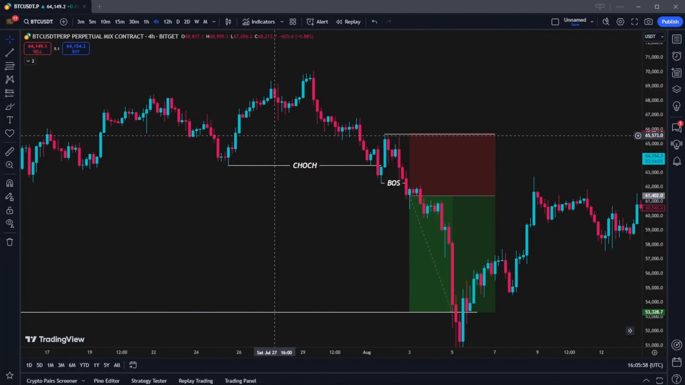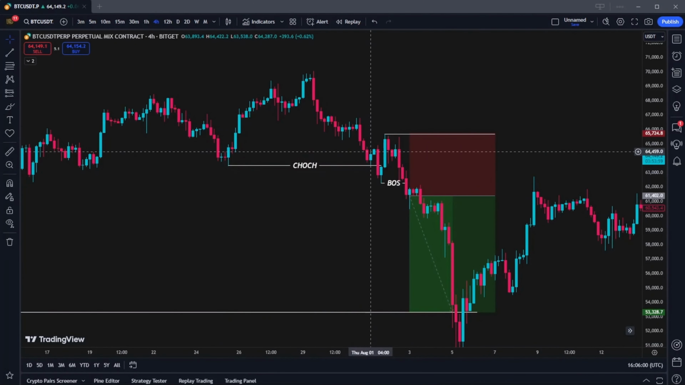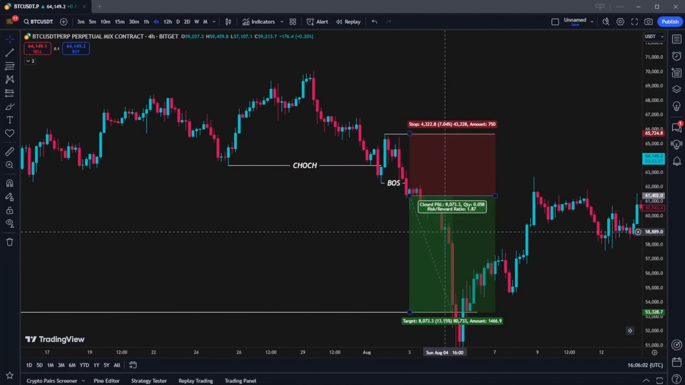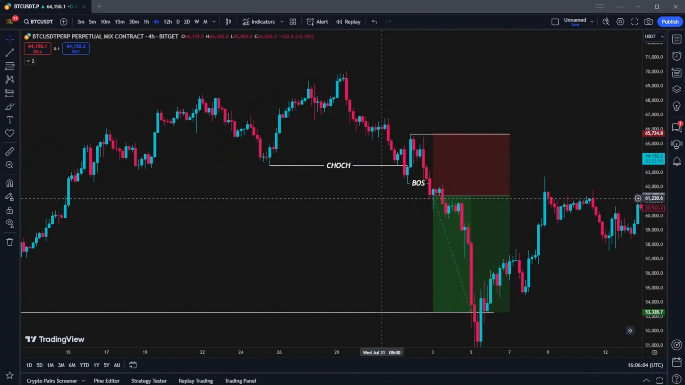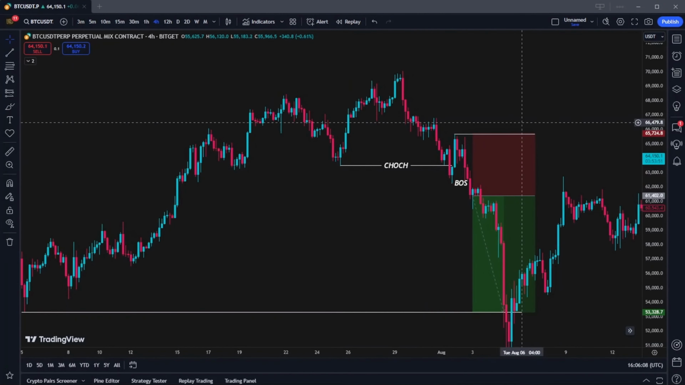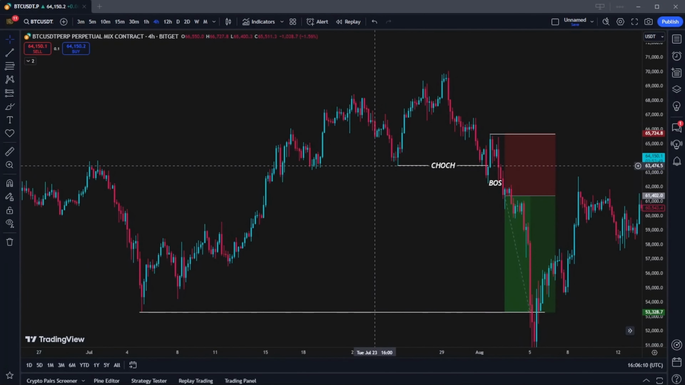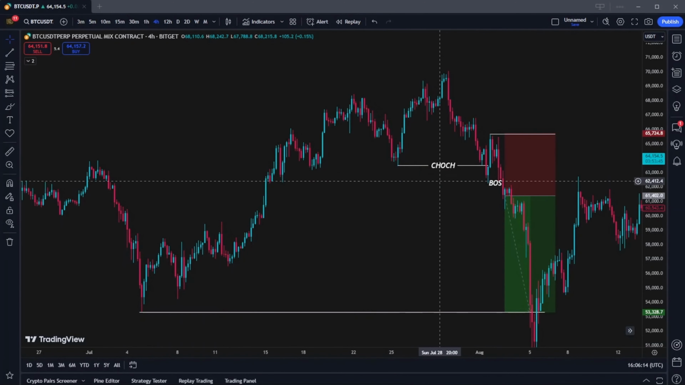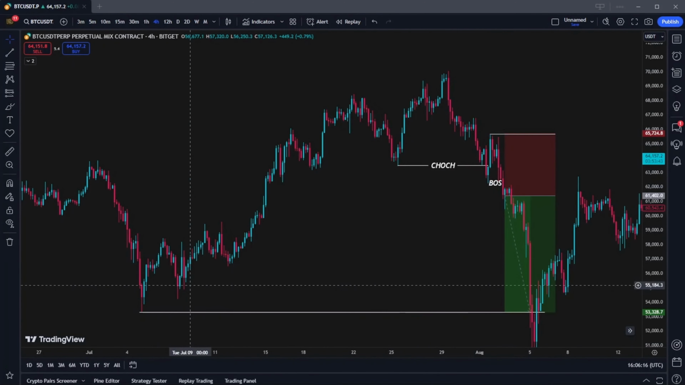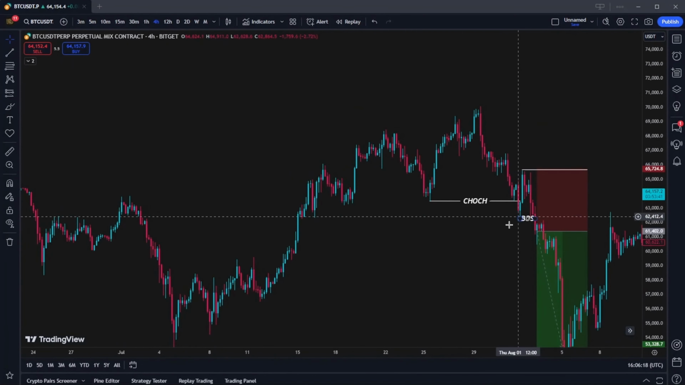So here is a quick and simple trade that you could have caught using the change of character and the break of structure as your strategy. Again, we're going to cover way more things in the further episodes, so this shouldn't be your single strategy. This is just something that you could have caught by using just the change of character and just the break of structure, and again, some swing lows and swing highs.